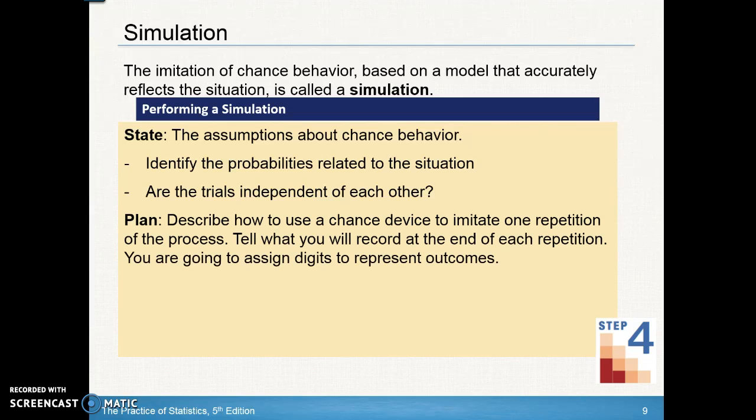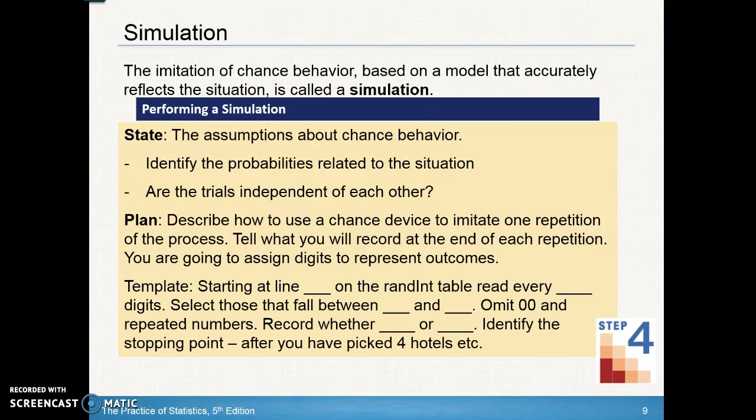Plan describes how you're going to use chance to imitate one repetition of the process. All right, you're going to tell what you will record at the end of each repetition, and you're going to assign digits to represent outcomes. I know this is confusing when you're first looking at this. It's much easier when you look at an example. Okay, so basically, you are assigning numbers to represent chance. All right, please take a look at this template right here. You're going to use this, okay, in order to help to plan how you're going to perform your simulation.